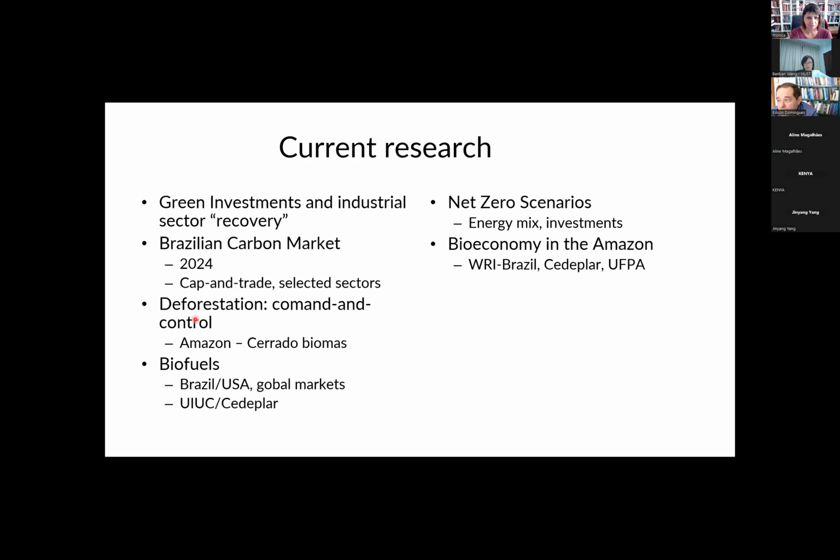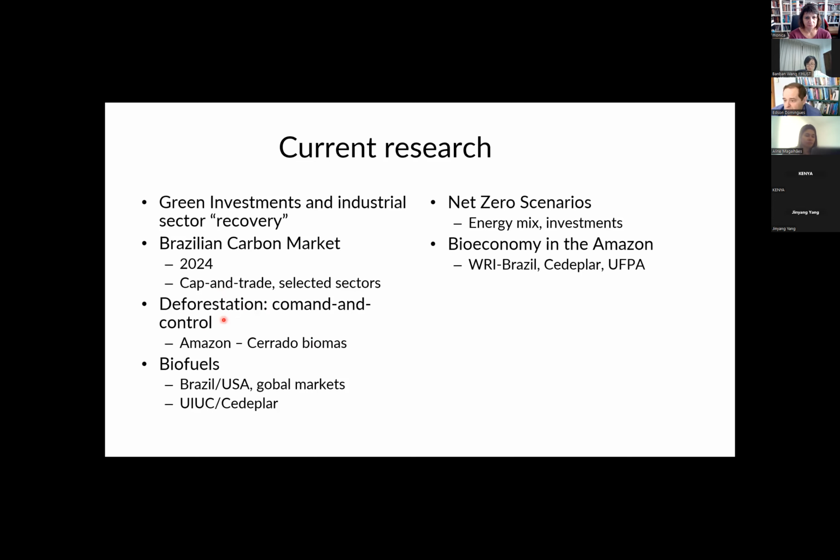So let me talk a little bit about our current research on climate change and environmental policies. The federal government has just started some green investment policy, trying, they say, to recover our industrial sectors from recent years. So they have a mix of investment policy with green investments, and they try to put that on the public agenda to see some results. It's one thing that we'd like to look at. The Brazilian carbon market, as I told you, is going to begin next year, 2024. It's a cap and trade system with some selected sectors, and I think, similar to China, we probably are not going to see too many emissions reductions here, or maybe some results in the near future, but it's always a good thing to see how it's going to work.